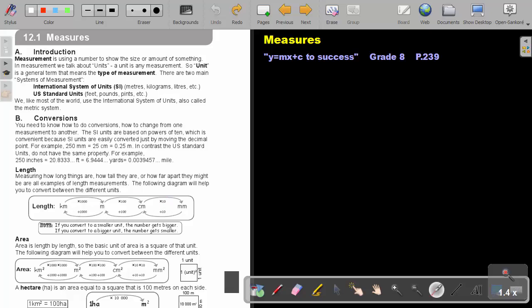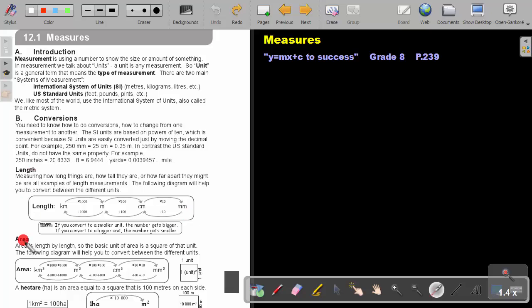So if I go to this side, I multiply. And if I move back, I divide. If you convert to a smaller unit, so kilometers, say to millimeters, the number gets bigger. And if you convert to a bigger unit, say millimeters to meters, the number gets smaller. Okay, this is the one for length.